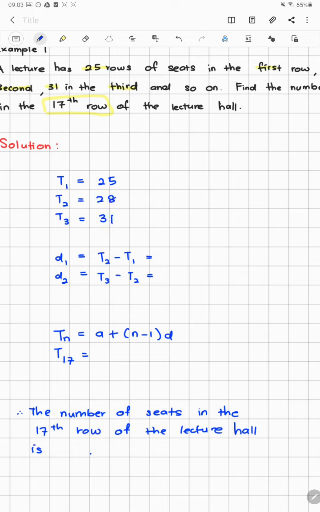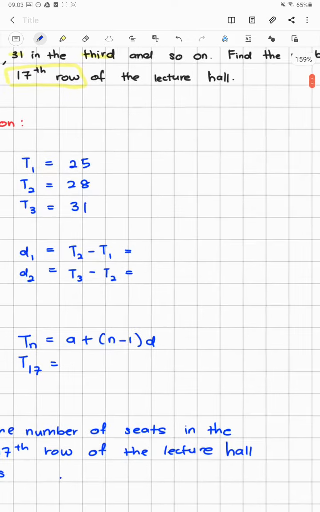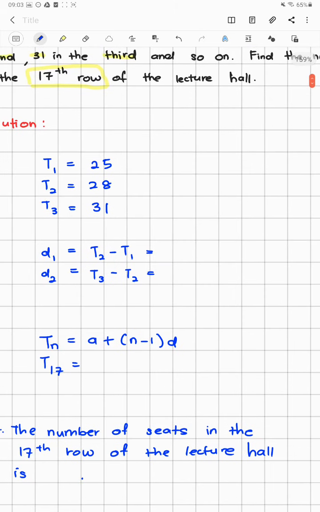First thing first, if you want to know whether the sequence is arithmetic or geometric, you can try to find the common difference or the common ratio. So here let's find the common difference first. D1 is T2 minus T1. T2 is 28 minus 25, then you will get 3. The second common difference, T3 minus T2, is 31 minus 28, which is 3 also.